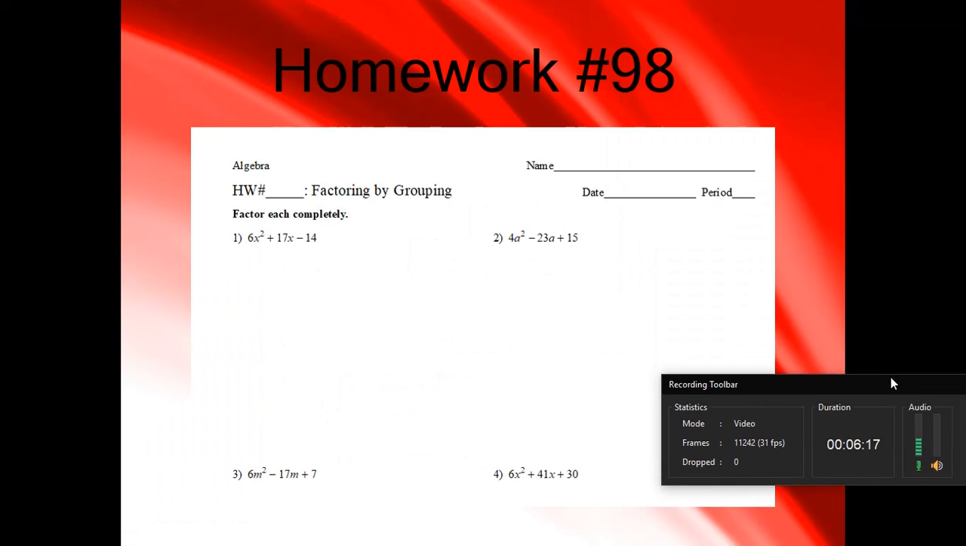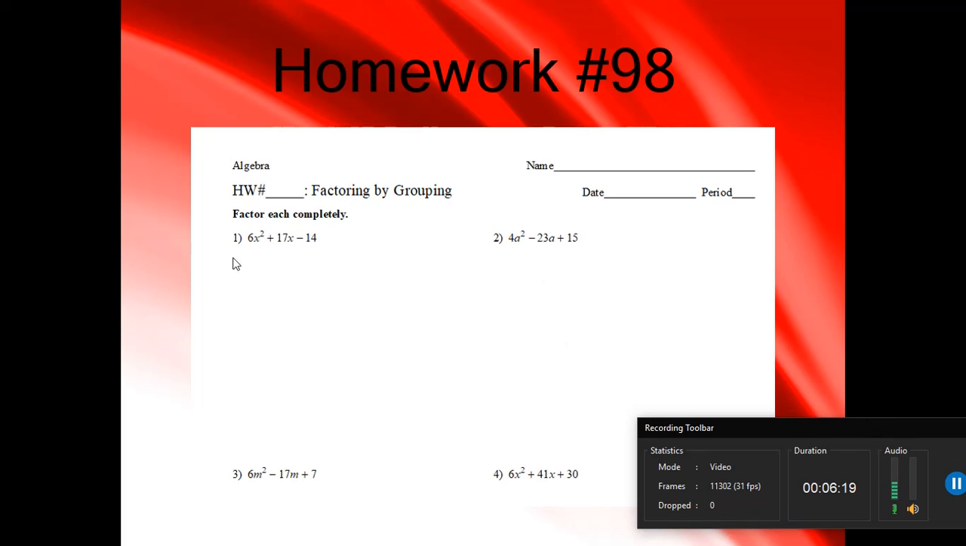Our next homework then is number 98. Again, you'll be able to find that one when you look at question 1. It starts off with 6x squared plus 17x minus 14.